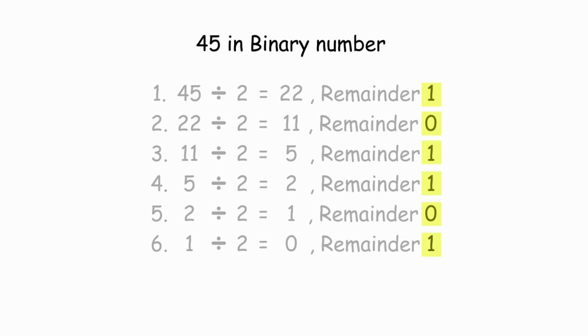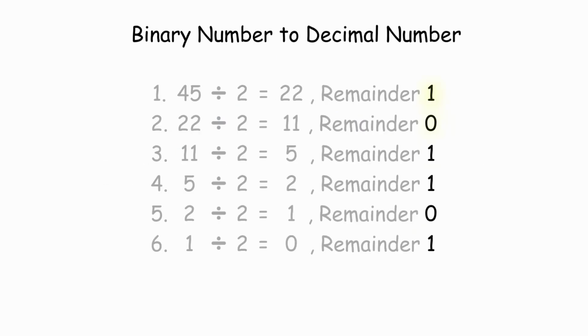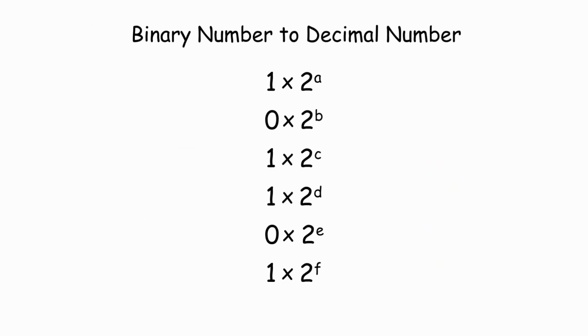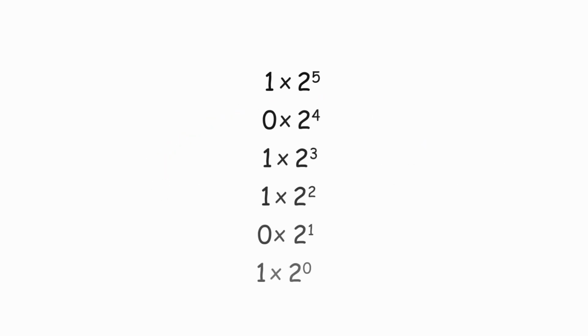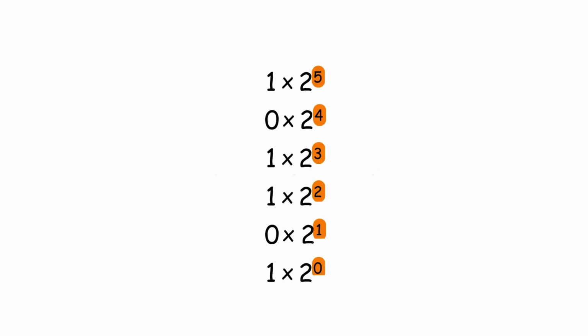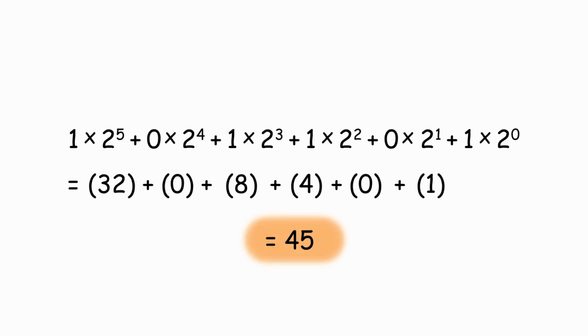101101. To convert a binary number to decimal, each binary digit is taken and multiplied by a power of 2 according to its position and added. For example, to convert the number 101101 to the decimal system, each digit is multiplied by 2 to the power of its position, and added to return 45.